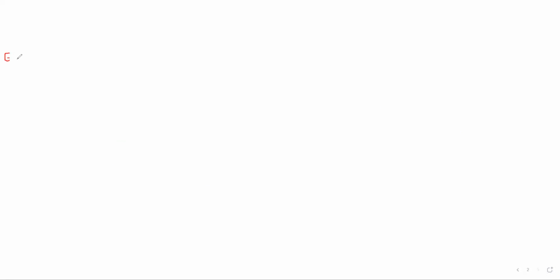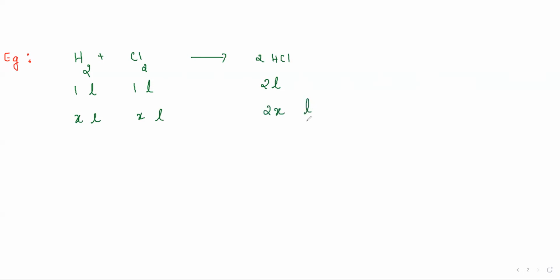Now, to understand Gay-Lussac's law, let us take an example. Suppose hydrogen combines with chlorine to give us HCl. According to Gay-Lussac's law, if 1 liter of hydrogen is taken, then you need 1 liter of chlorine and the result will be 2 liters of HCl. If X liters of hydrogen is taken, then you will need X liters of chlorine and 2X liters of HCl will be the product.